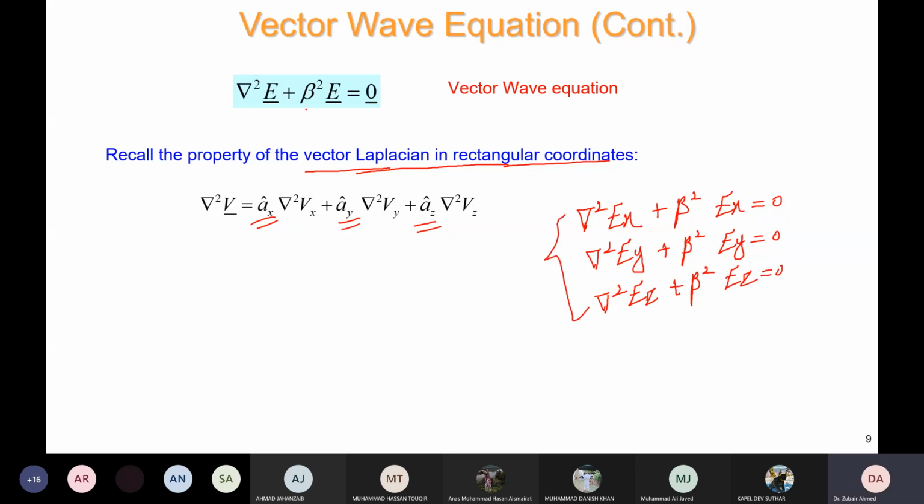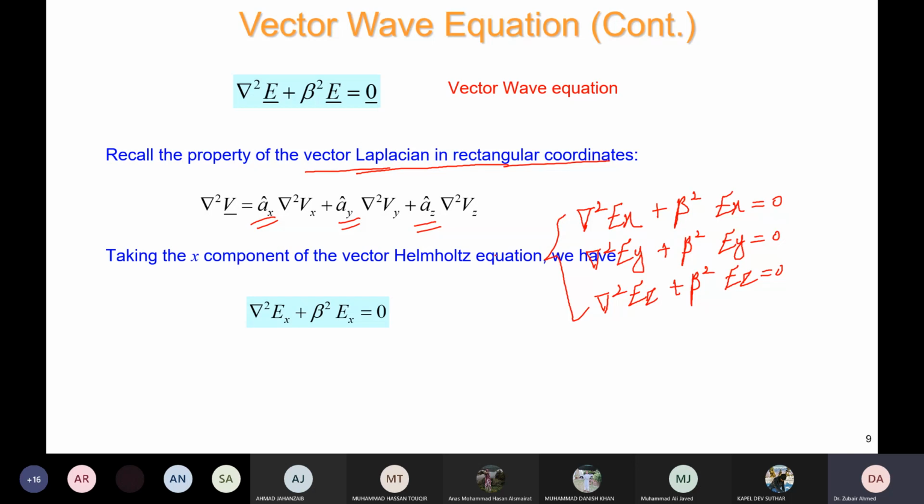So this single equation represents these three equations. These three equations have the same mathematical form. If you solve one equation, the solution of the others will be the same. So for simplicity, what we can do is assume that the electric field, in general, has three components.